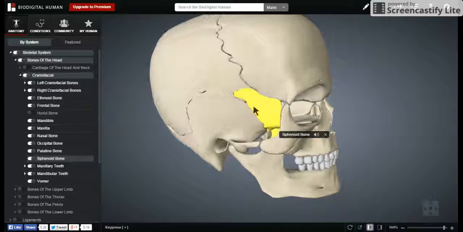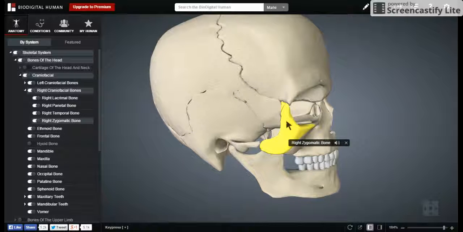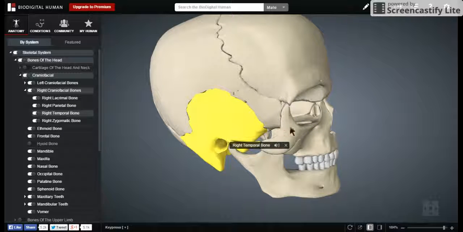Laterally, you can also see the sphenoid bone. The sphenoid bone is between the zygomatic bone and the temporal bone. So it's in between the zygomatic bone and the temporal bone.